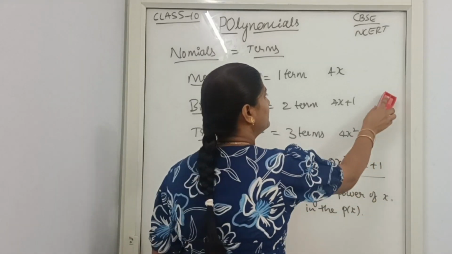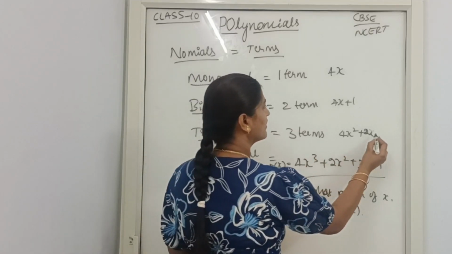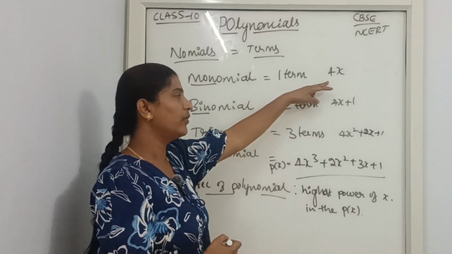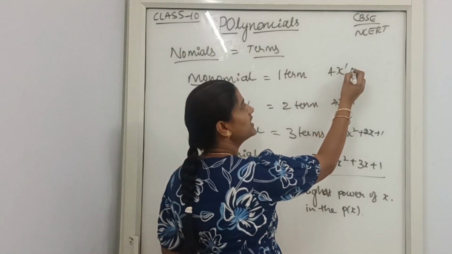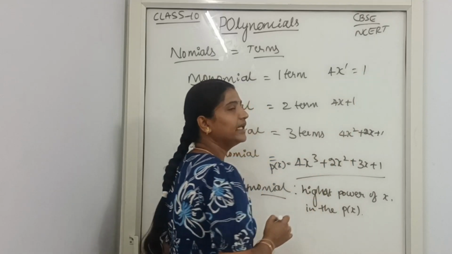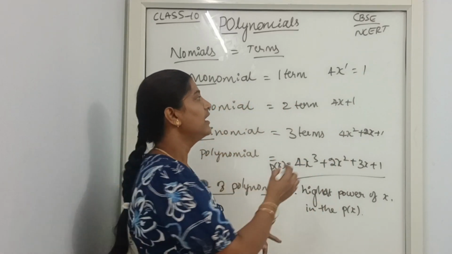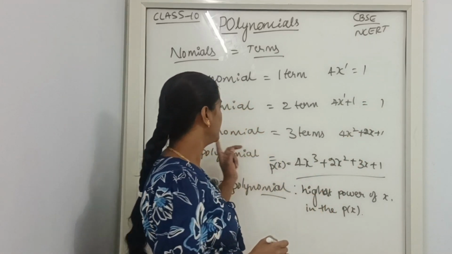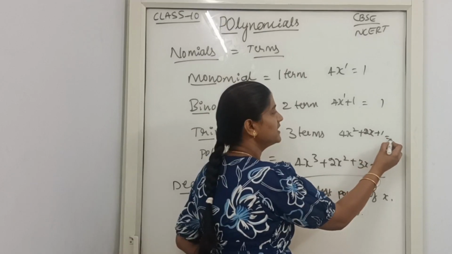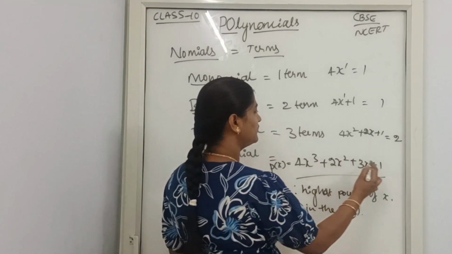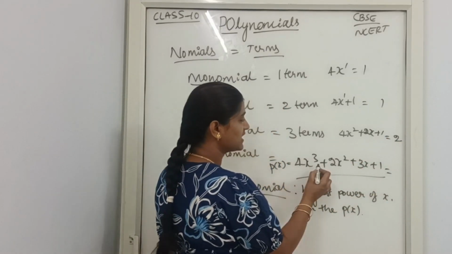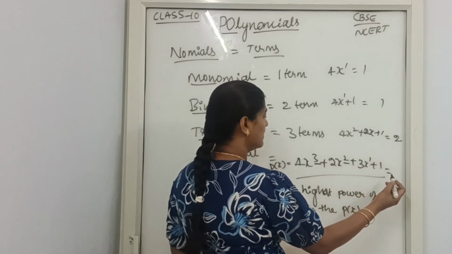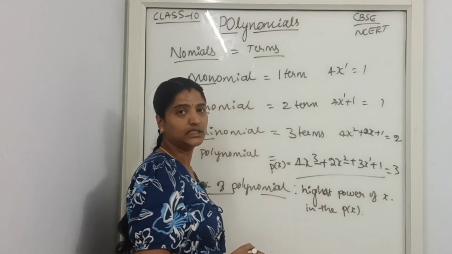Example, a monomial means one term, and if no power of x is written, it is 1. So the degree of this monomial is 1, and the degree of a binomial is also 1, and the degree of a trinomial is 2. The degree of this polynomial is the highest: here 3 is there, here 2, here 1, and here nothing, meaning no variable. So this is a 3.